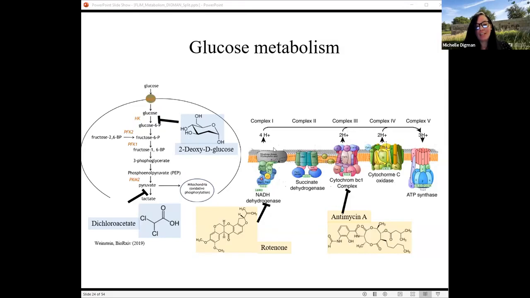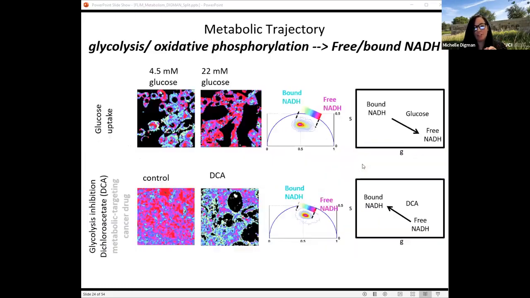You can also target the mitochondrial pathway, oxidative phosphorylation, using rotenone and antimycin A, which are inhibitors of oxidative phosphorylation. Rotenone binds to complex 1, antimycin binds to complex 3. And if you're going to do these experiments, I always recommend using both rotenone and antimycin A to make sure that you're shutting down this pathway of respiration.